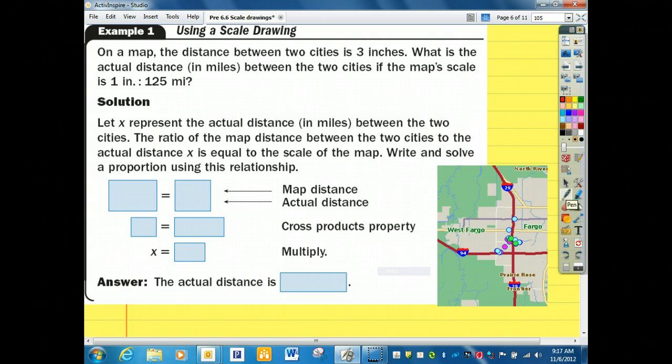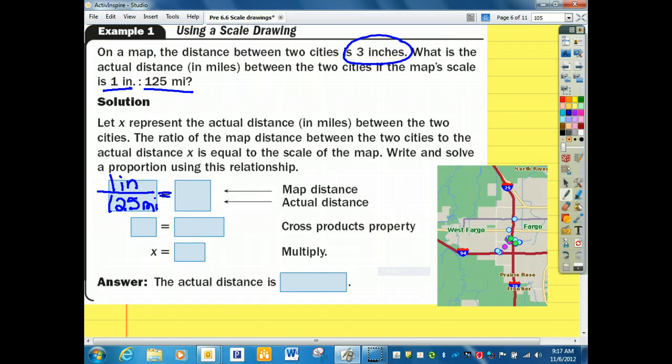So what do we know? Let's set that up first. We know 1 inch is equal to 125 miles on a map. So we have inches over miles. What's the other thing I know from that word problem? 3 inches. Yeah, 3 inches.